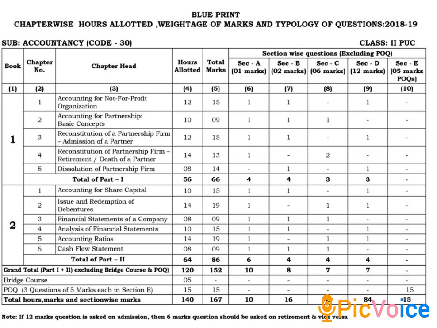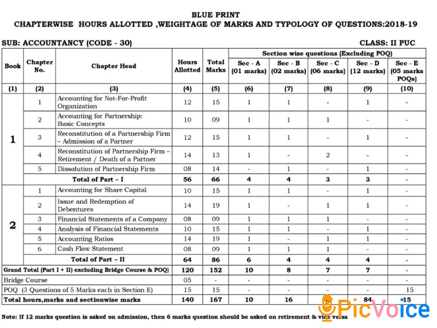So look at your chapter heads. First, before that, we will understand the books. They have two books. The first book includes 5 chapters, and the second book includes 6 chapters. So the first book is accounting for not-for-profit organizations.